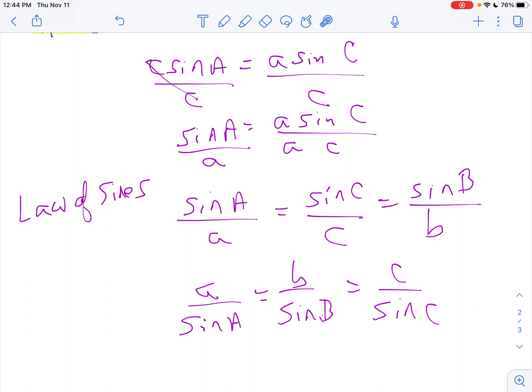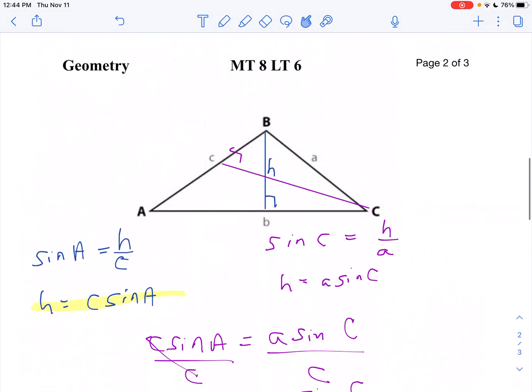It doesn't matter what pair we're going to use. The important thing is we're only going to use two at a time because we have three equations, but usually only two at a time. Remember, from what we did back in the beginning of the unit, the name of the side is opposite the angle. So side b is opposite angle B, side c is opposite angle C, side a is opposite angle A. That's what you're going to do when you solve these problems.